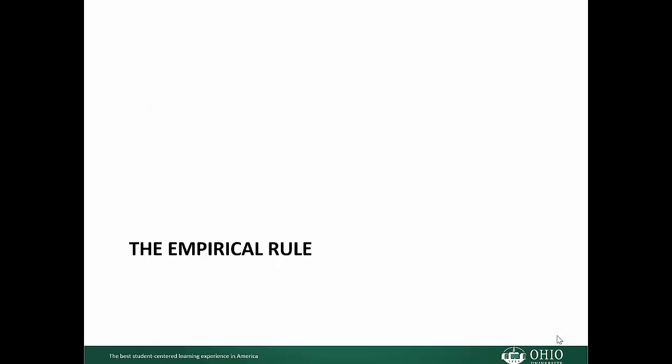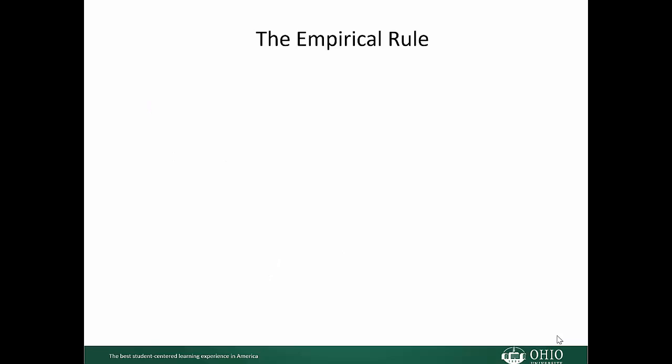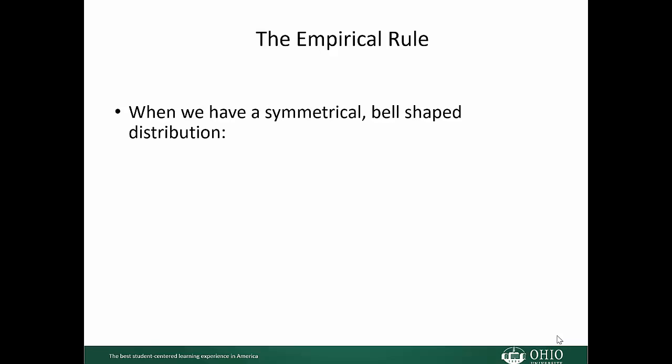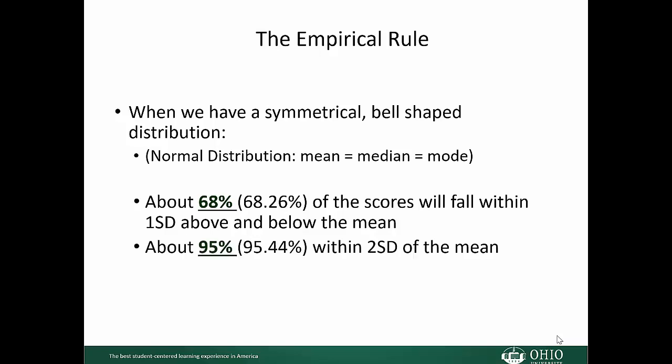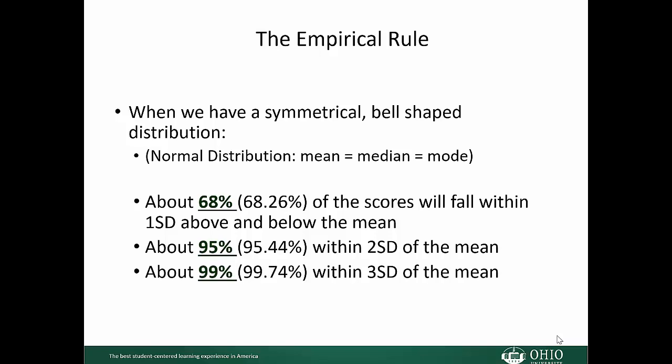Now I'm going to discuss the empirical rule. The empirical rule is an important theory regarding normal distributions. The empirical rule states that if you are working with data that comes from a normal distribution, roughly 68% of the population falls within one standard deviation of the mean, 95% falls within 2 standard deviations of the mean, and 99% of the population falls within 3 standard deviations of the mean. Now note that these are rounded values.